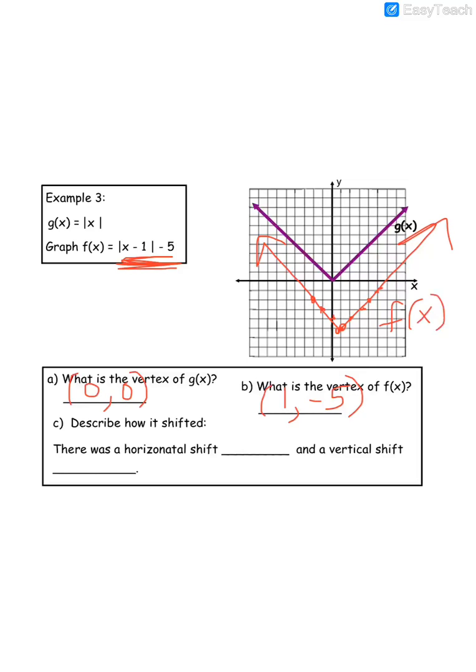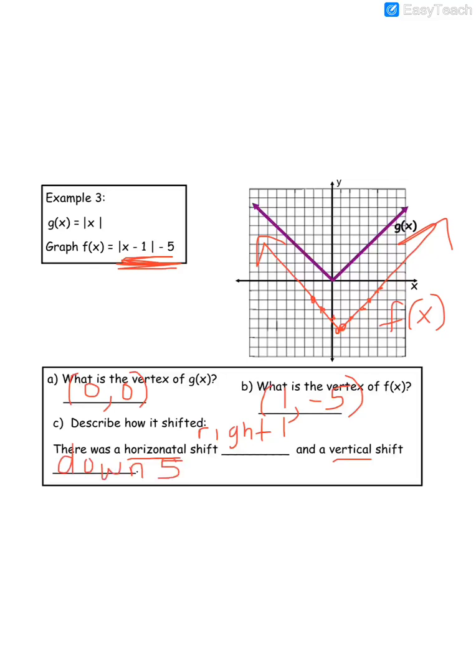The question says describe how it shifted. There was a horizontal shift. I agree. It went right 1. There was a vertical shift, which meant it went down 5.